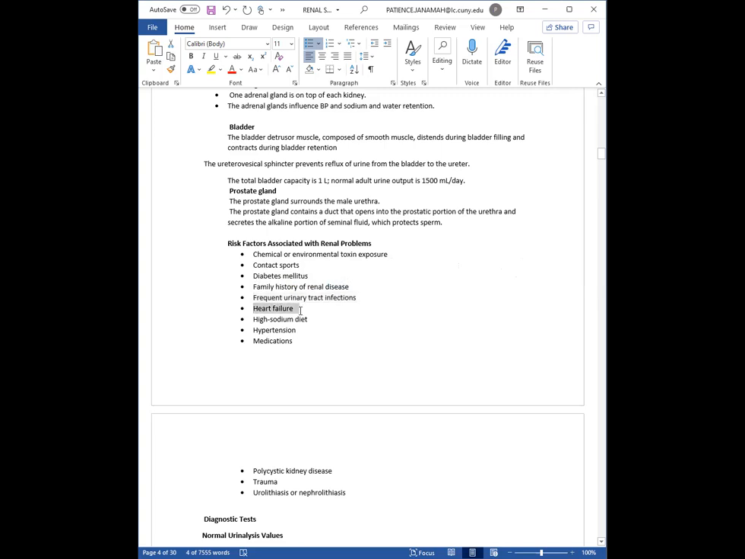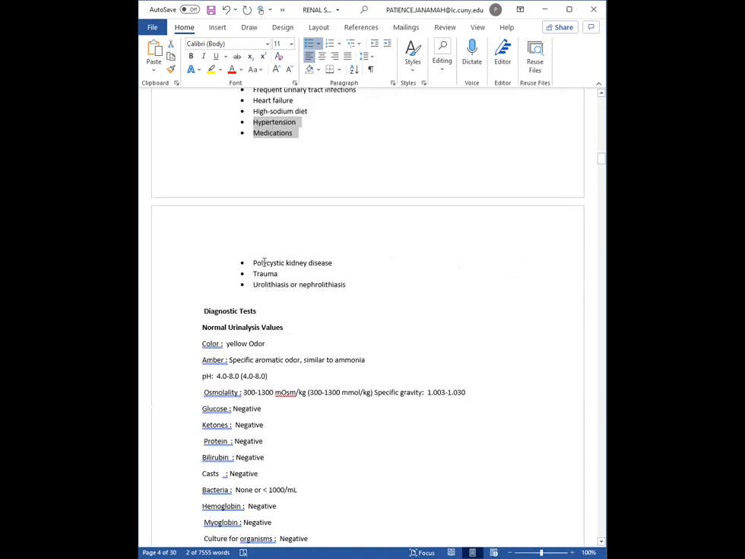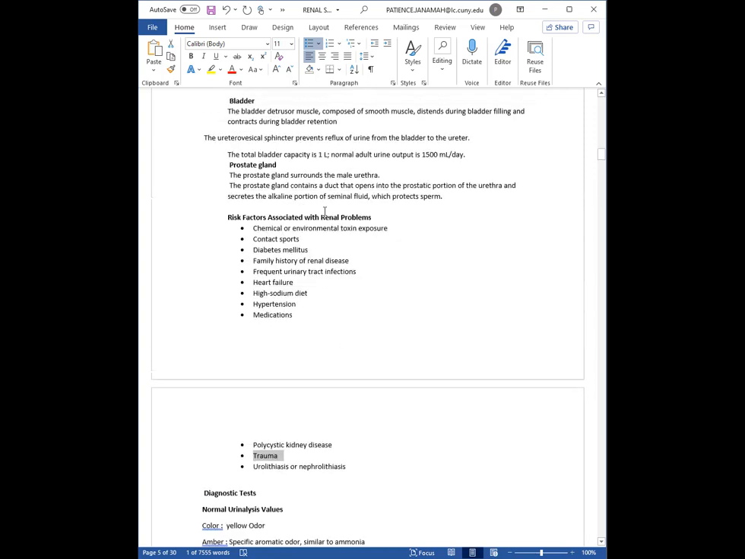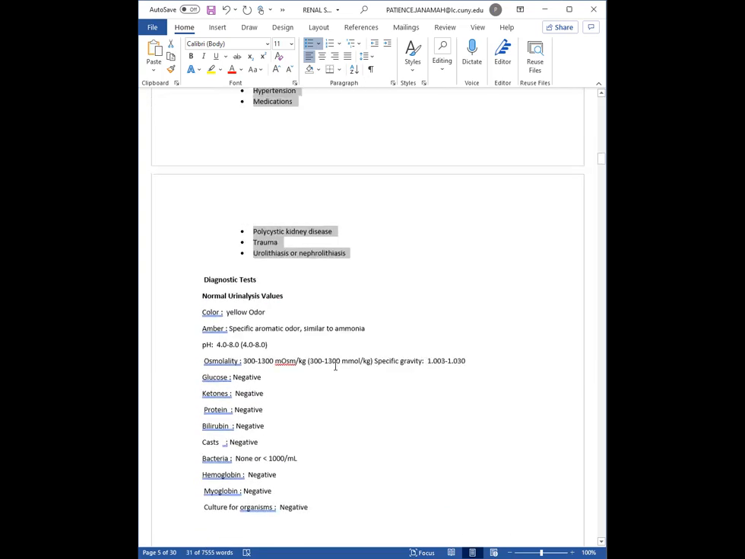Heart failure. People that have heart failure, we know about heart failure and accumulation of fluids already. High sodium diet, so when you keep eating too much sodium. Hypertension, medication use, polycystic kidney diseases, trauma, lithiasis or nephrolithiasis. All these are risk factors that can give you a kidney problem. That's what this section means. So you need to understand.